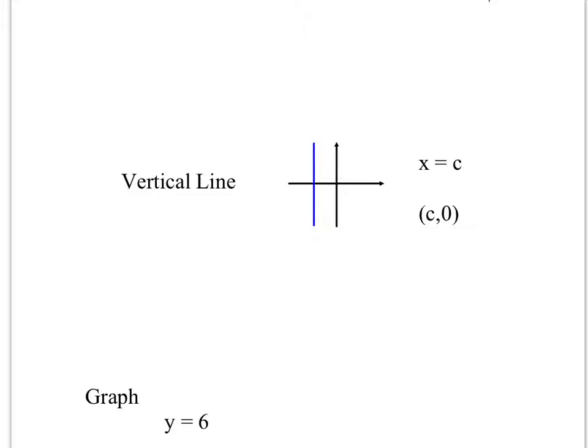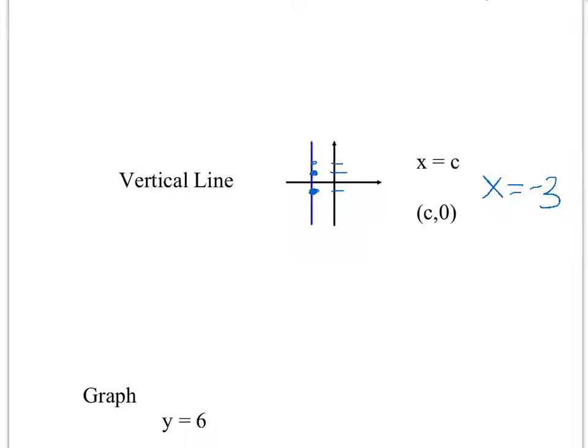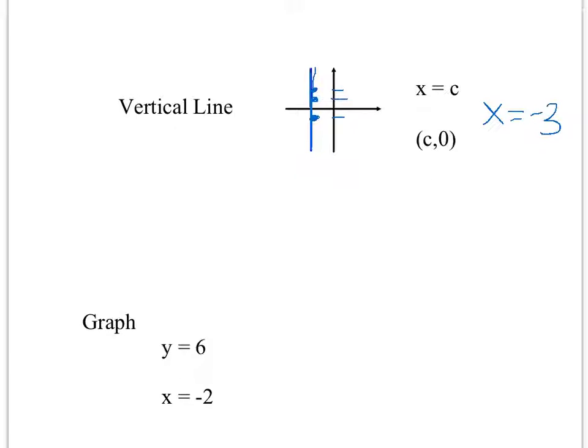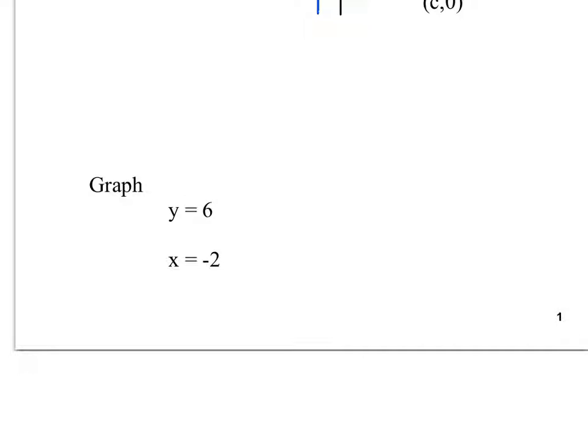Now the other one is the vertical line. So here we have x equals a number, let's say negative 3. And so no matter where you are, you could pick y equals negative 1, x equals negative 3. You could pick y equals 1, x equals negative 3. Y equals 2, x equals negative 3, and so on. And this will continue all the way through, and you will always get this line x equals negative 3.